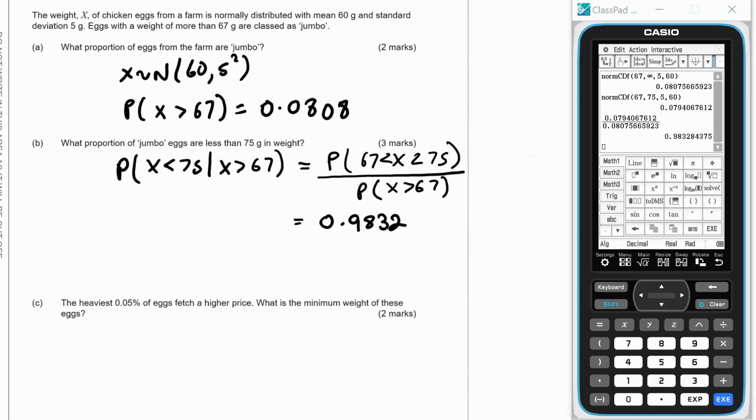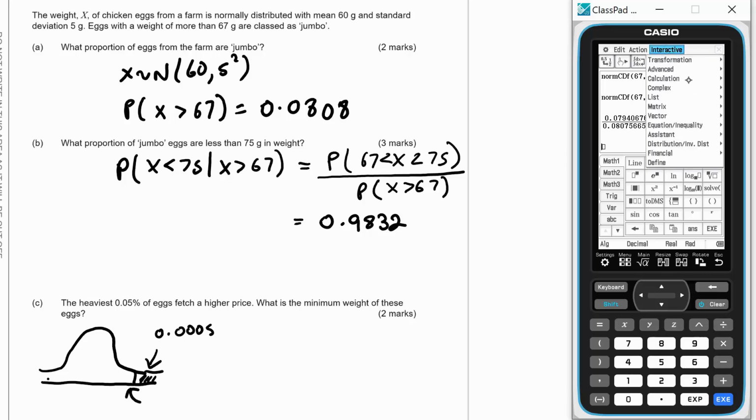The heaviest 0.05% of eggs fetch a higher price. What is the minimum weight of these eggs? So what we're talking about here is, if this is our distribution, that we've got 0.05% of eggs, or in other words, this bit down here as a decimal is 0.0005. We want the value just here.